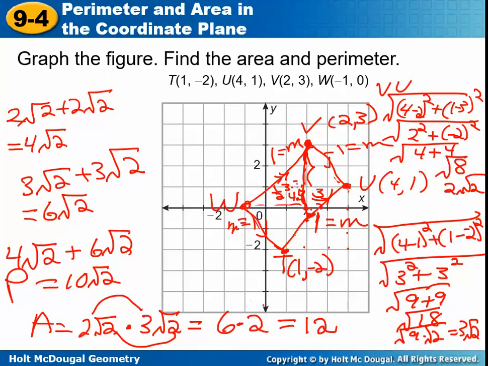So the best way to do this one then is to do the formula for a rectangle or a parallelogram as base times height. And since we know that this is perpendicular because the slopes are opposite, so we know it's a rectangle, I can use this for the height, which was the 2 square root of 2, and this for the base, which was the 3 square root of 2. That's really the only way to do this one. I mean, you could try to break it up into triangles, but we'd have to find the exact point that intersects to make a triangle, and that's more work than it's worth.